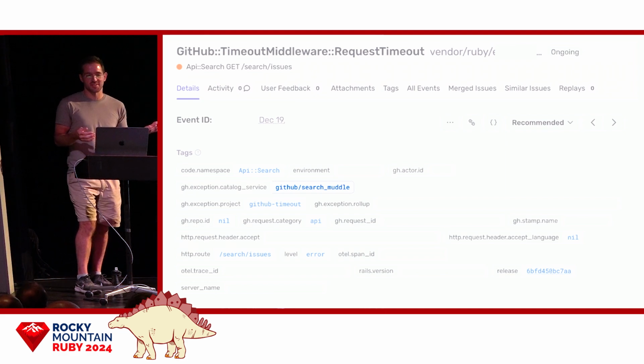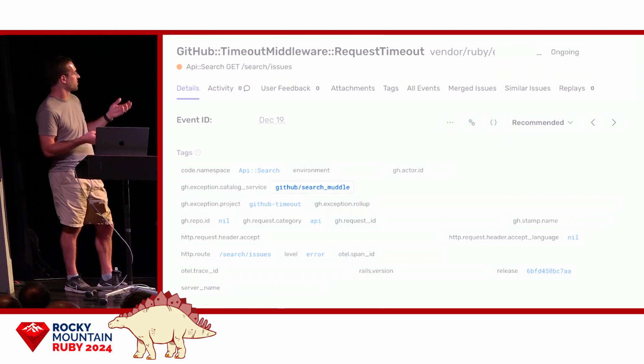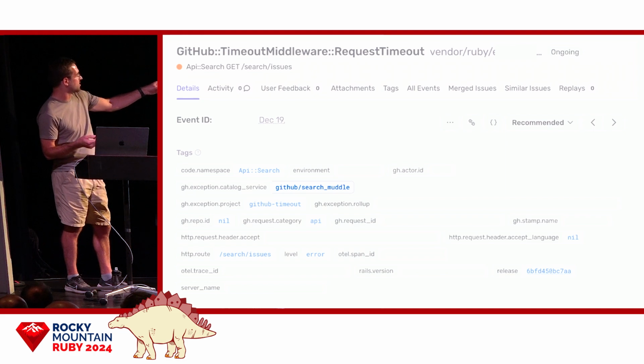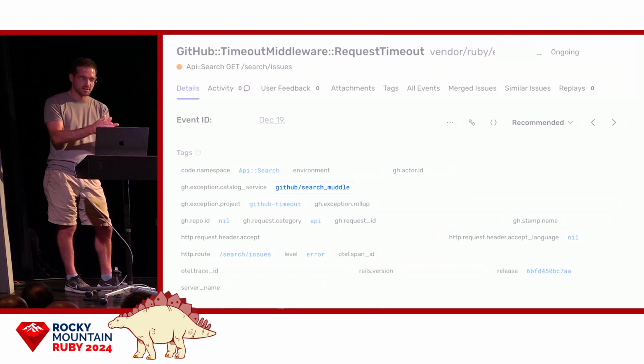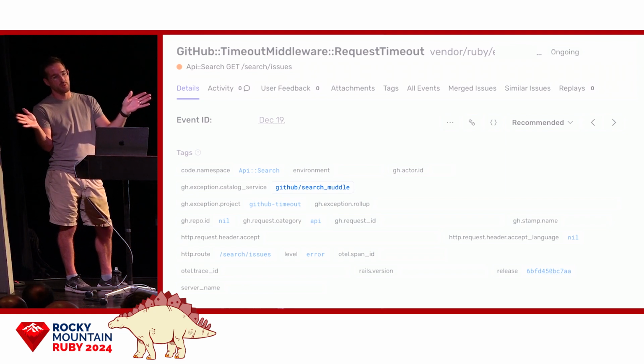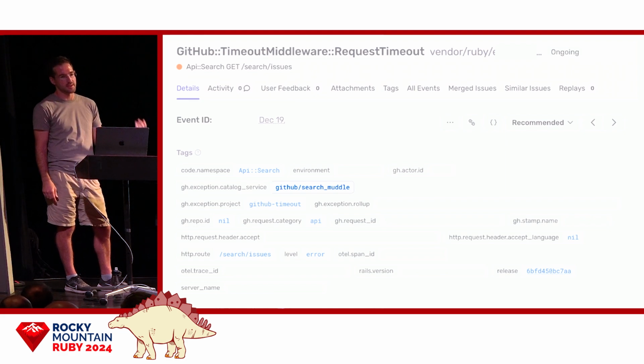Amongst other things, this allows us to do really cool stuff. When you have an exception, we can programmatically assign it right away. For example, we have an exception in our search middleware, and it goes immediately to the team that owns that middleware without any sort of triage. When we went from one on-call to service-specific on-call, we didn't want to have one person triage requests to the right on-call. So this allowed us to do it programmatically.